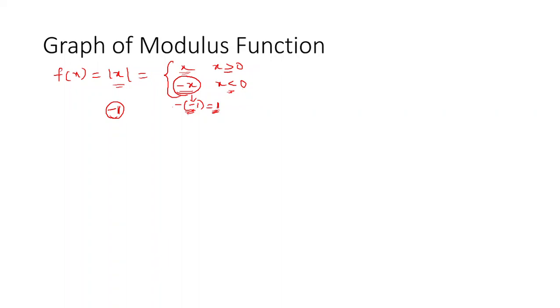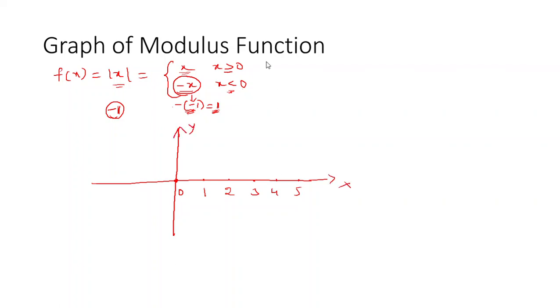So now let us try to draw the graph of modulus function. So this is 0. When x is 1, 2, 3, 4, 5, and so on.